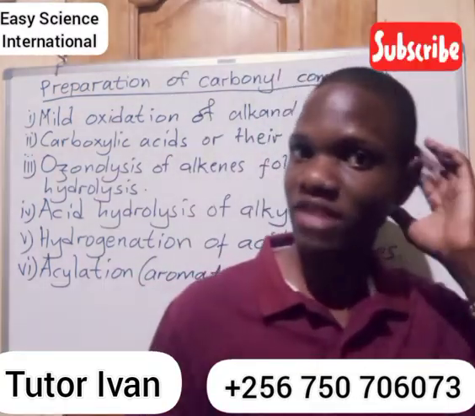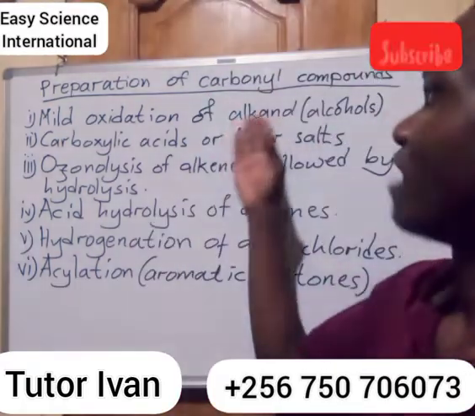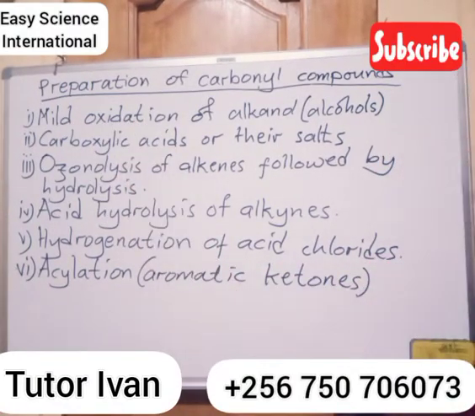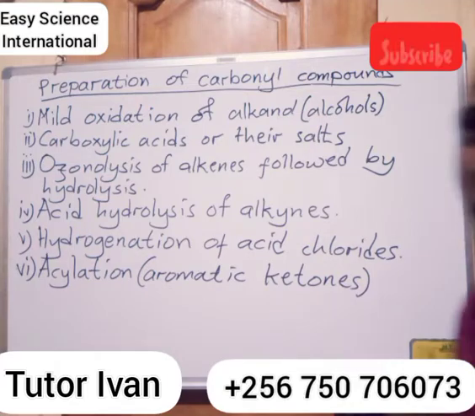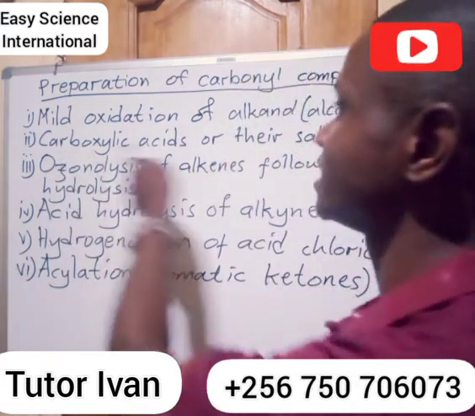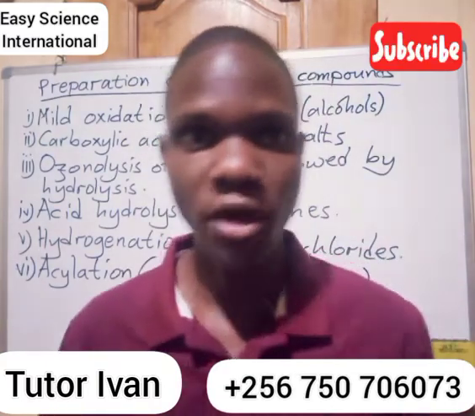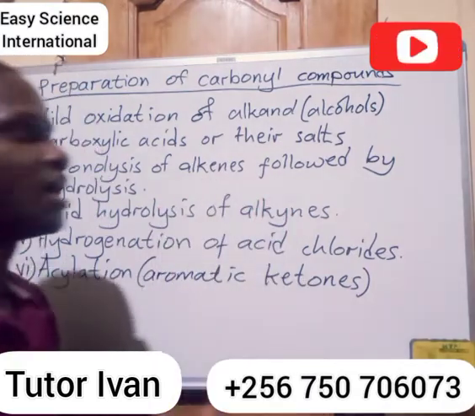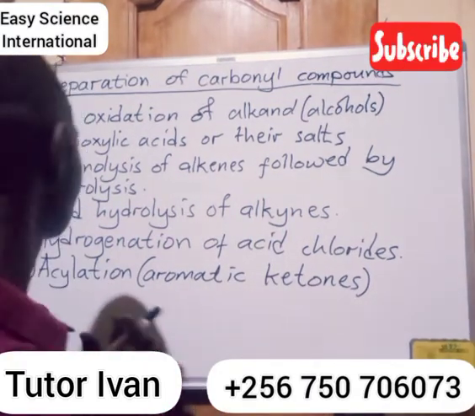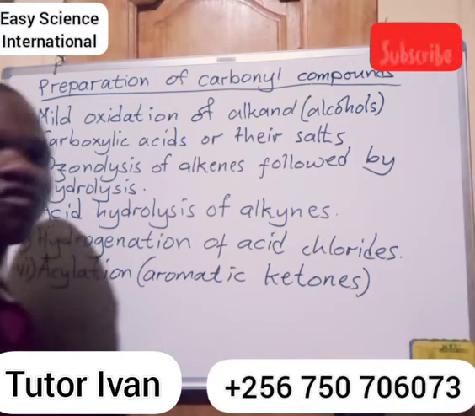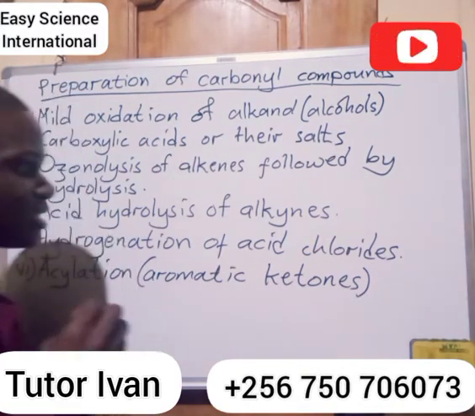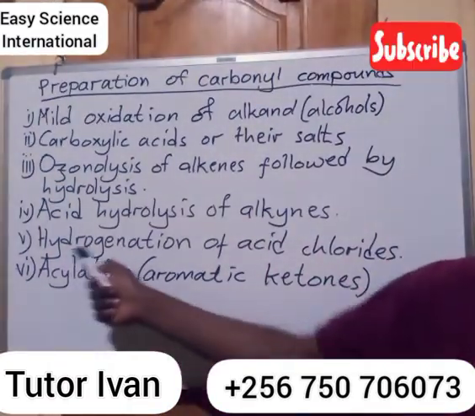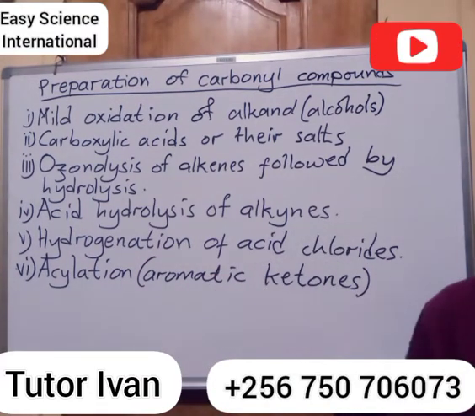Well, first they can be prepared from oxidation of the alkanols or the alcohols. Basically, it can be by mild oxidation of alkanols or the alcohols. Carbonyl compounds can still be prepared from carboxylic acids or their salts. Well, we can still prepare carbonyl compounds from ozonolysis of alkenes, followed by hydrolysis, as well as from acid hydrolysis of alkynes. Typically, we can still prepare carbonyl compounds, those are aldehydes and ketones, from hydrogenation of acid chlorides.